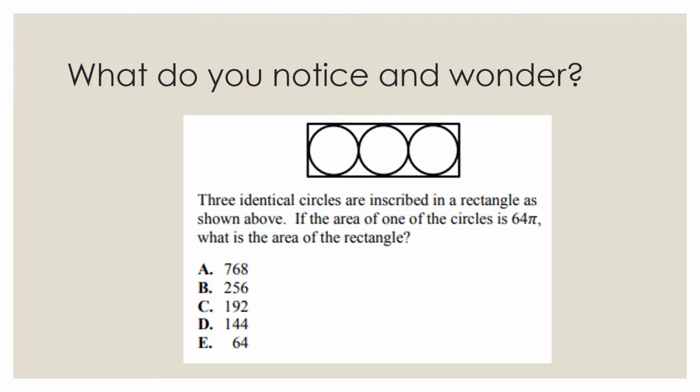It says 3 identical circles are inscribed in a rectangle as shown above. If the area of one circle is 64 pi, what is the area of the rectangle? What I want you to do is take just a couple minutes and on your own paper, on your own time, write down 3 things you notice about this problem and 3 things you wonder.